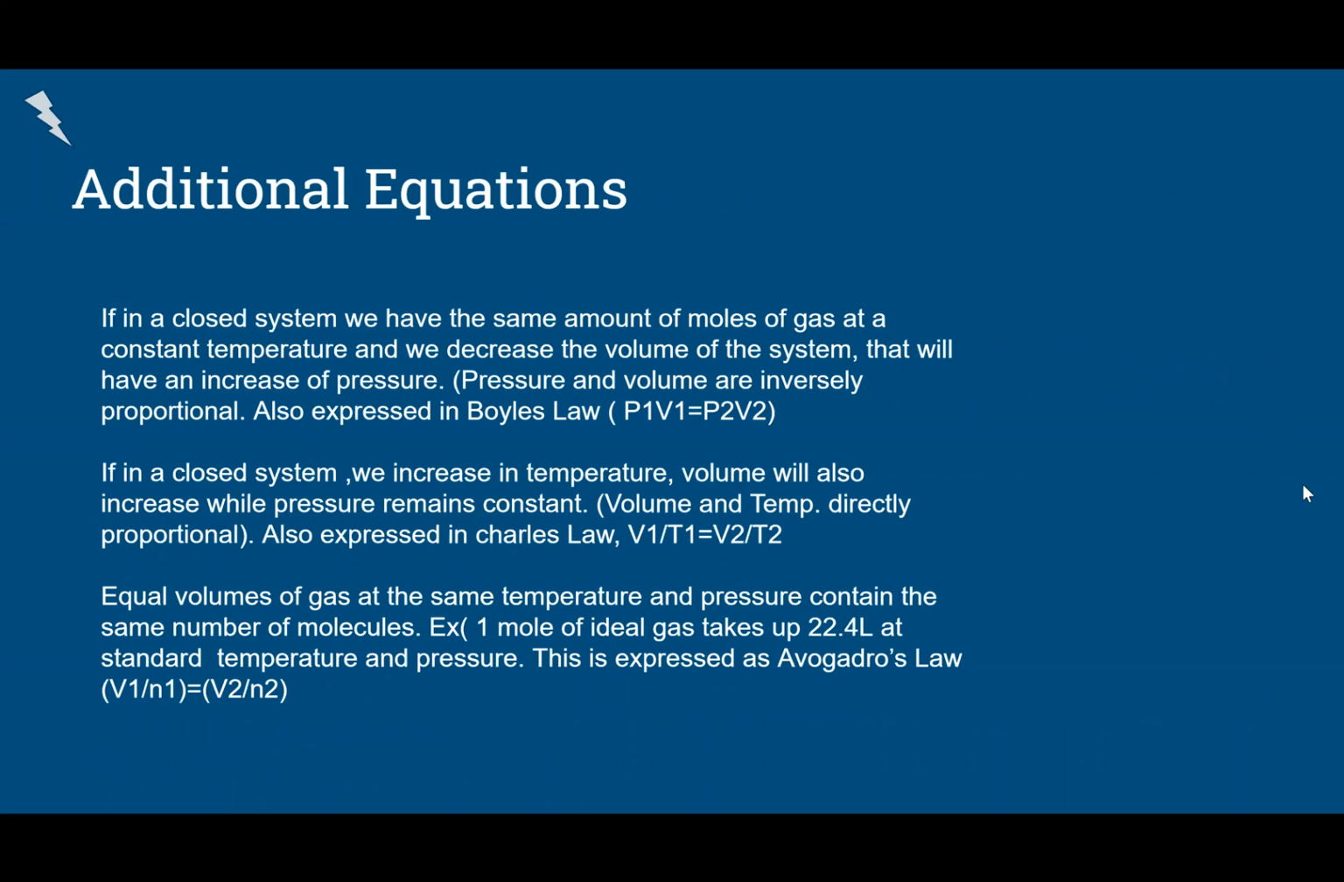Other equations that derive from the PV equals nRT ideal gas law are the following. If we are working in a closed system and we have the same amount of gas moles and the same temperature, as we decrease the volume, our pressure will increase. This can also be stated as Boyle's law: P1 V1 equals P2 V2, with P1 V1 being the initial state and P2 V2 being the final state.